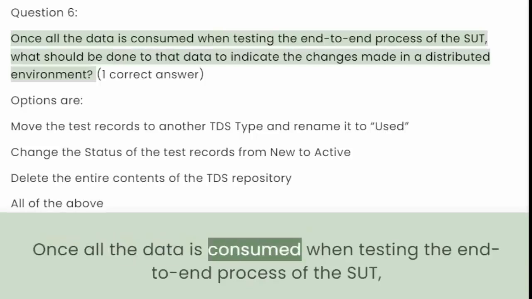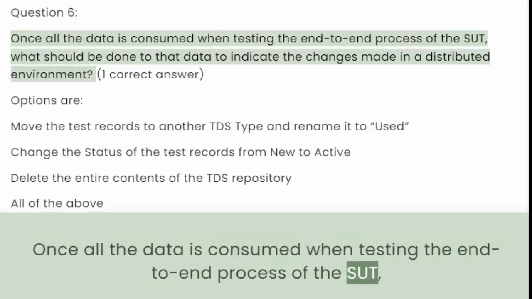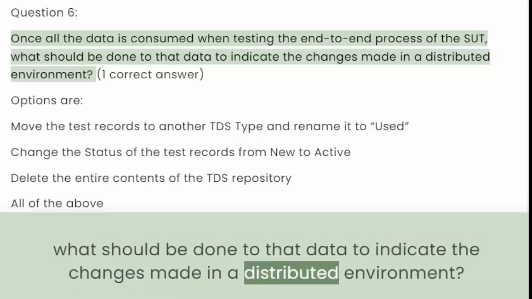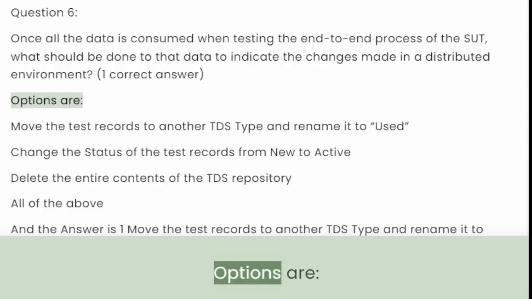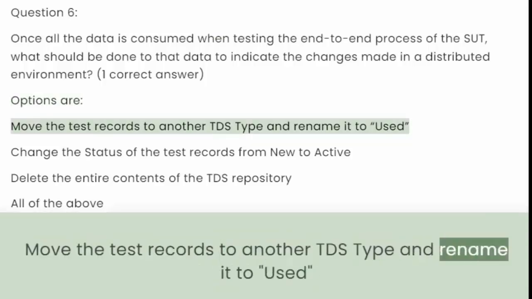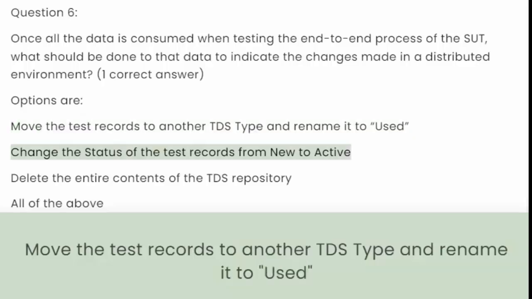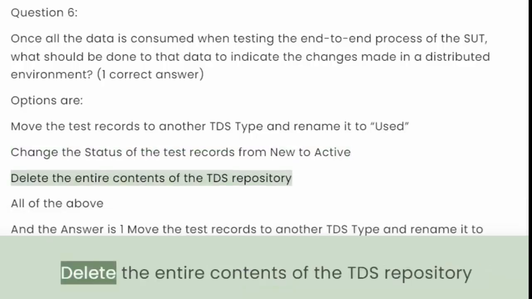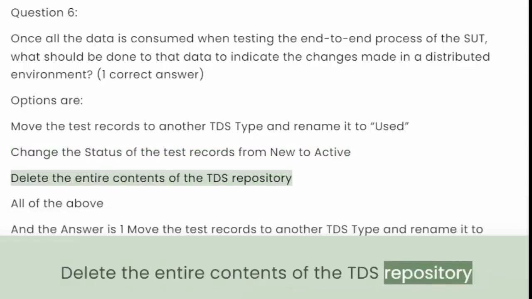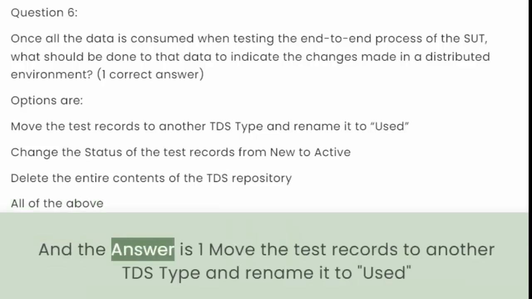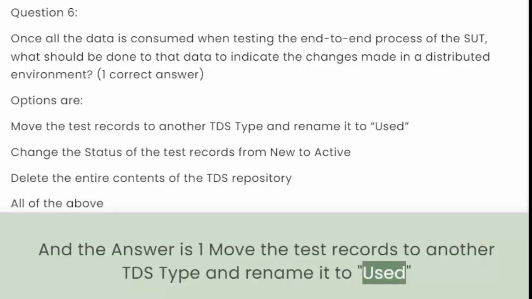Question 6. Once all the data is consumed when testing the end-to-end process of the SUT, what should be done to that data to indicate the changes made in a distributed environment? Options are move the test records to another TDS type and rename it to used. Change the status of the test records from new to active. Delete the entire contents of the TDS repository. All of the above. And the answer is 1. Move the test records to another TDS type and rename it to used.